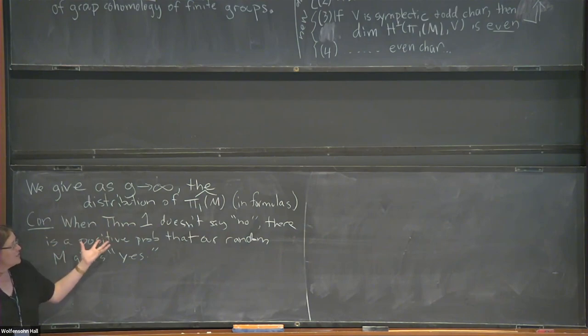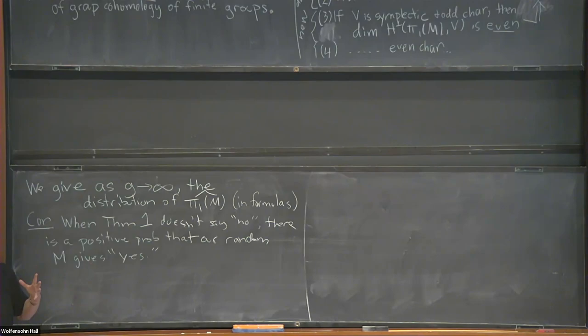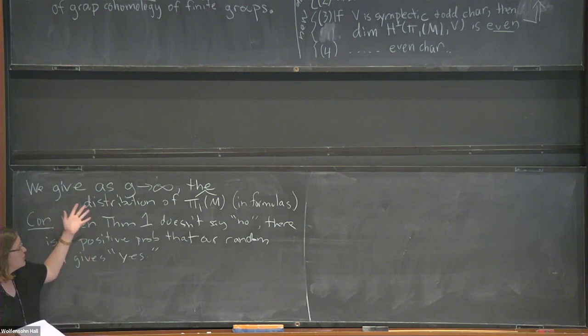So that's a lot of what goes into being able to do this: our work on being able to produce formulas for distributions of groups from just knowing certain averages over those distributions. That's what we call the moment problem for groups. And we use that here to prove the probabilistic yeses.